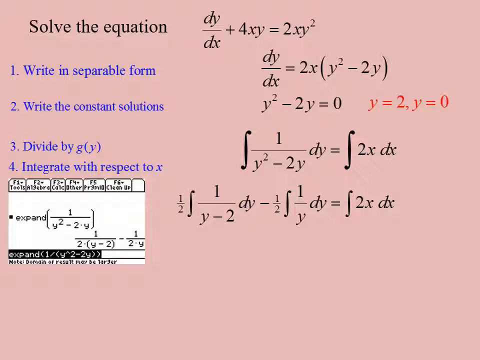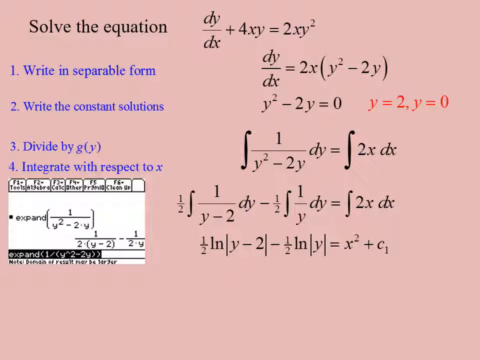So, on the TI-89, if I do an expand on the 1 over y squared minus 2y, I get the partial fraction decomposition. So to do the integral of 1 over y squared minus 2y, I can do these two integrals, which I recognize as being the ln of y minus 2 and the ln of y. The integral of 2x would be 2x squared over 2.